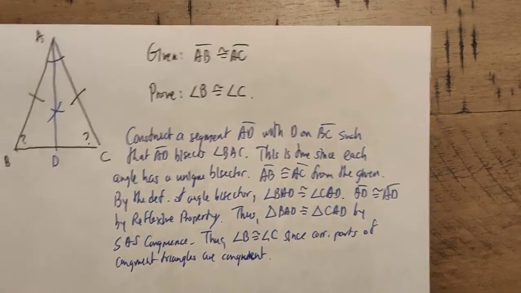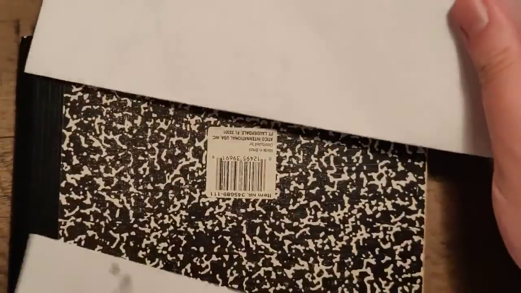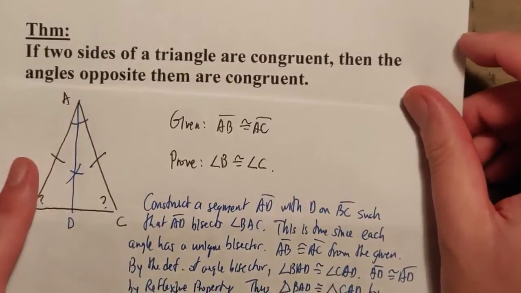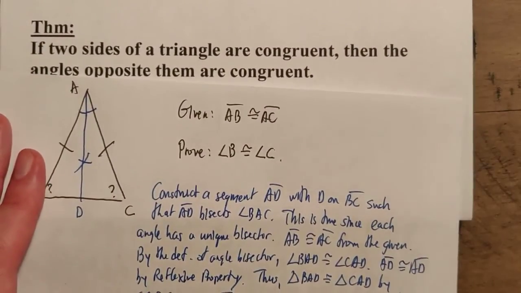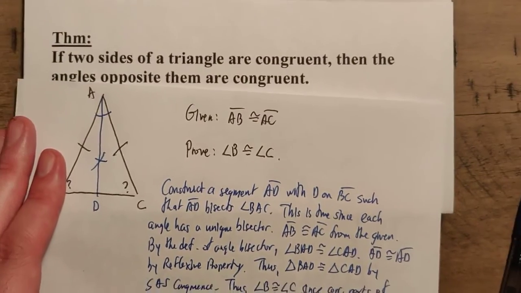Okay, so notice that this theorem works out really, really well. If you can recall, this is what our theorem originally said: if two sides of a triangle are congruent, then the angles opposite them are congruent. This is going to be really important, so you want to make sure that you get this sort of thing down.